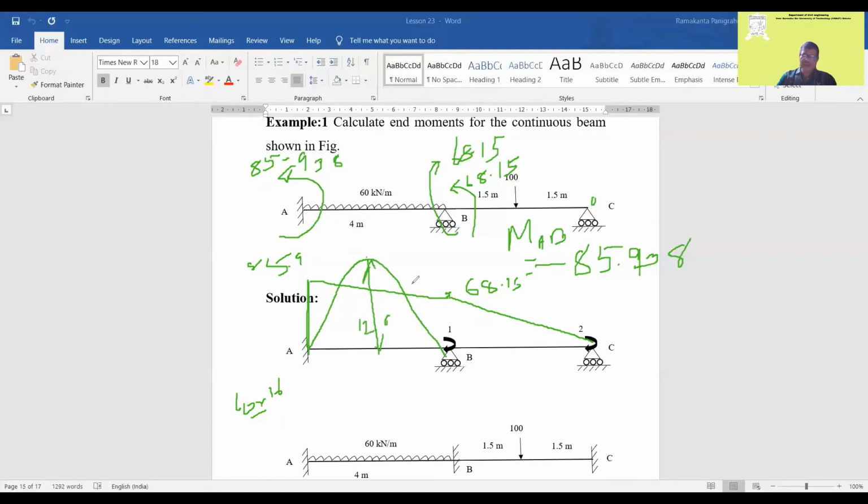And this is WL by 4, 400 into 4, so you find your value will come around 100. This value comes around 100. Now this is positive, negative, positive, and negative. If you are interested to find the shear force, you have to split the beams and find these reactions, as you have already studied in the slope method. Let us go to the next problem.